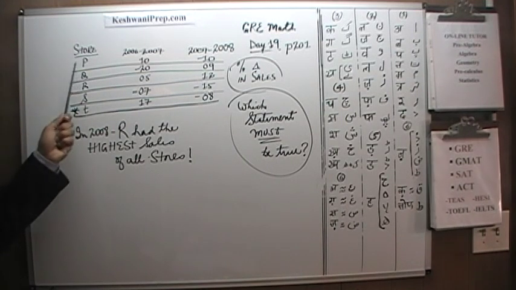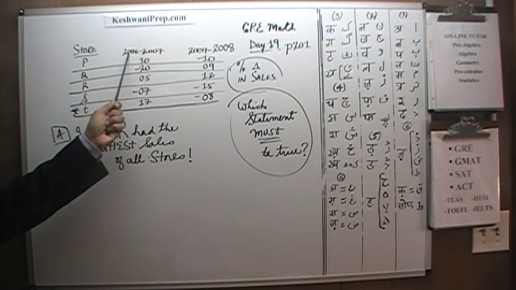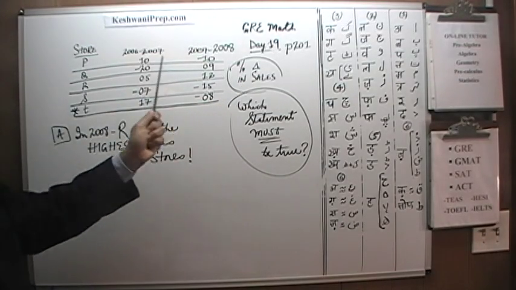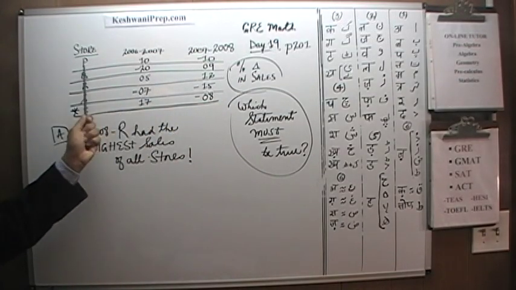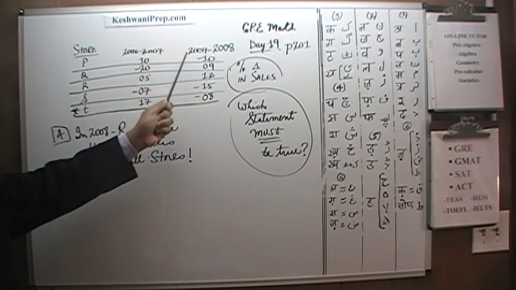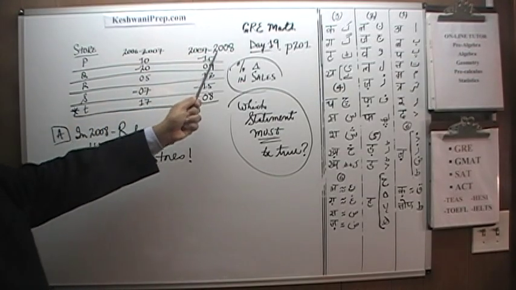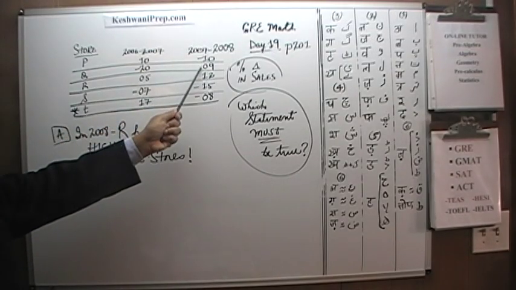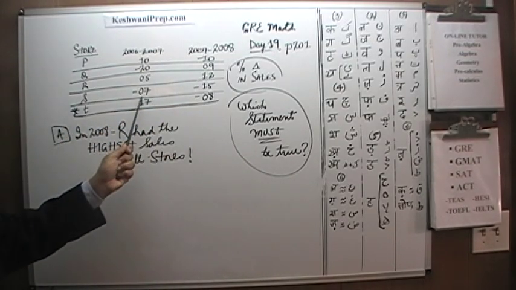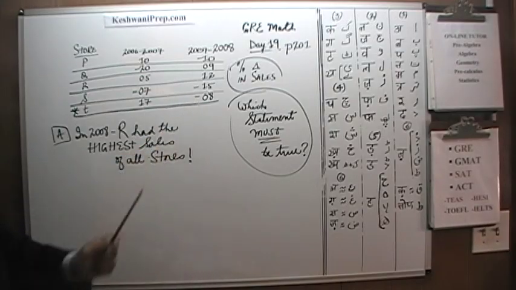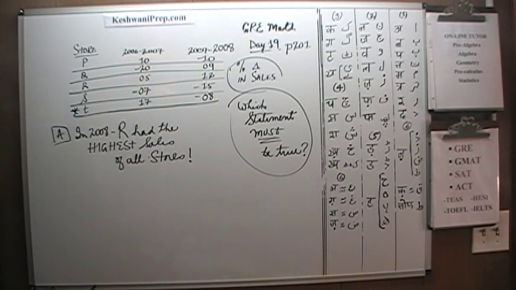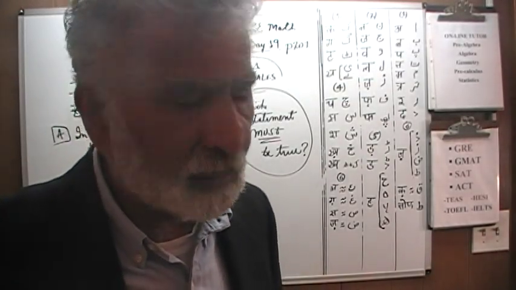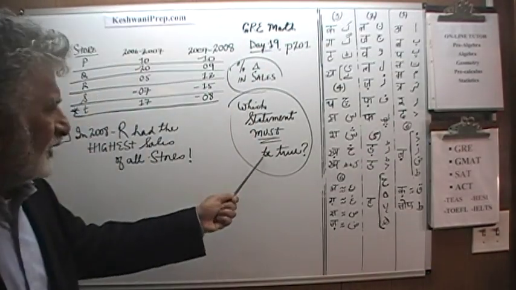We have 5 stores, P, Q, R, S, T. These are the sales figures from 2006 to 2007. We are told that the percentage change in sales from 2006 to 2007 in store P was positive 10%. From 2007 to 2008 it went down by 10%. For store Q we have negative 20 and 9, 5 and positive 12, negative 7 and negative 15, 17 and 8, negative 8. Here the question is, we are given 3 statements, statement A, B and C, and the question is, which statement must be true?